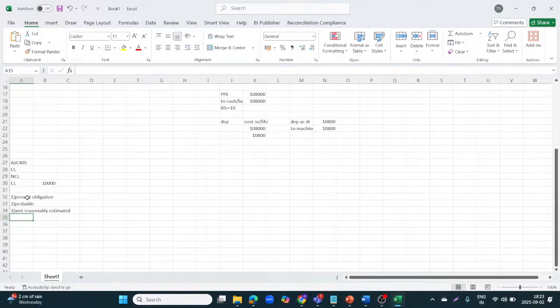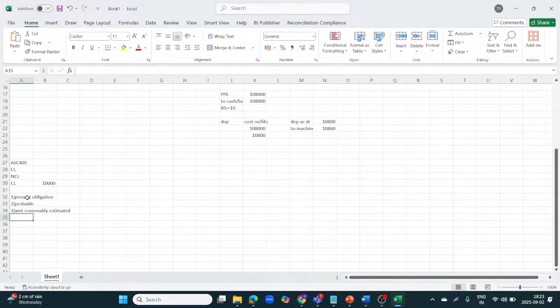Because there was a high chance of losing, 70%, you record it. Suppose the chance of losing was only 30%, then you would disclose the details in the financial statement notes. And if the chance was remote, let's say 5%, you will not record it or disclose it.